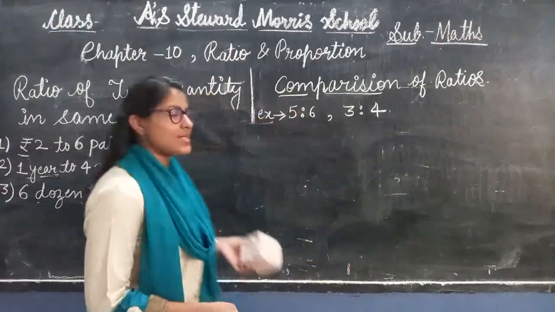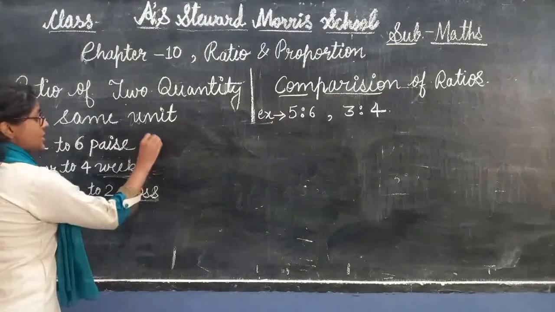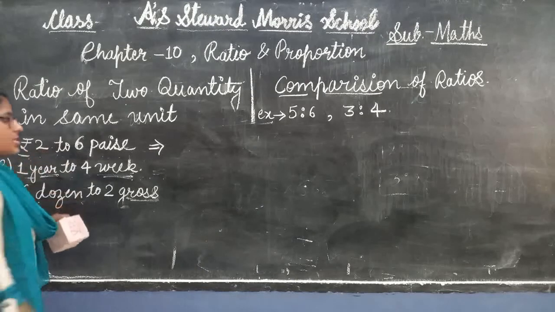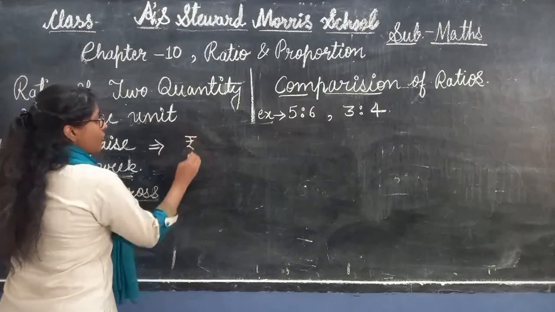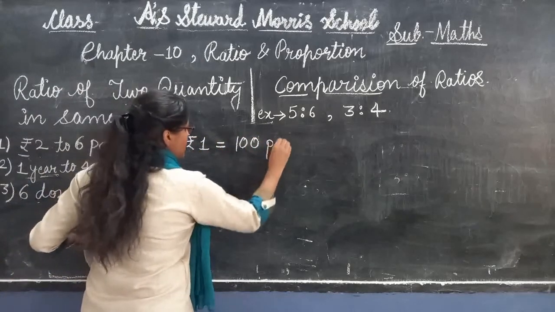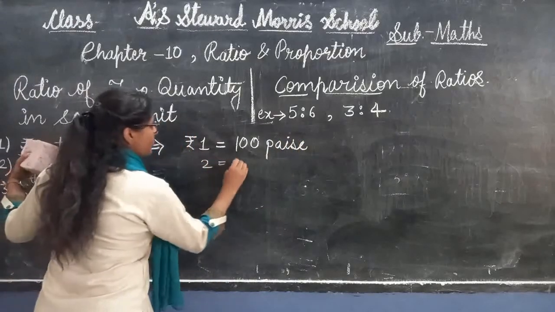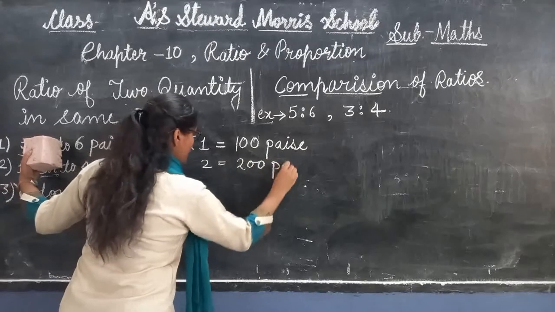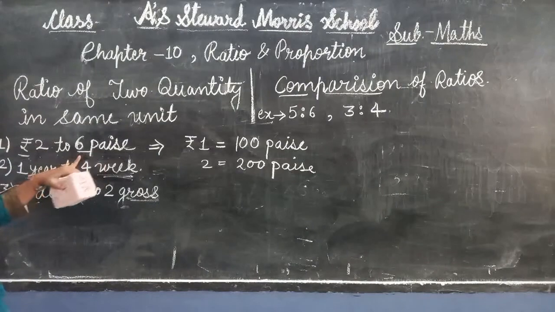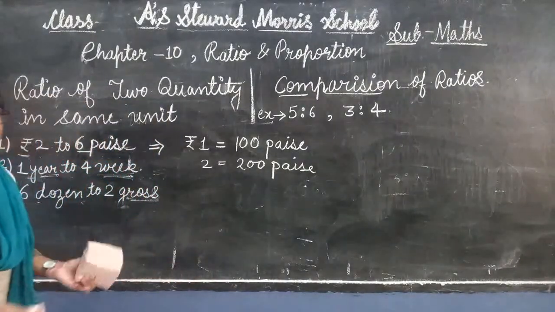Let's start examples. 2 rupees to 6 paisa. How can you express it in the form of ratio? Firstly you need to write these 2 rupees in the form of paisa. 1 rupee is equal to 100 paisa, so 2 rupees is equal to 200 paisa. And this 6 paisa stays as it is. Now we can compare because both have the same unit.